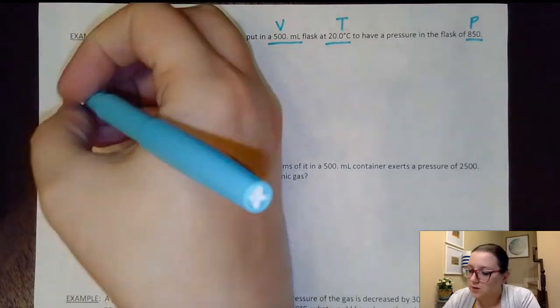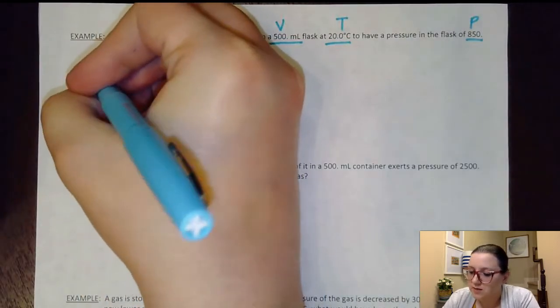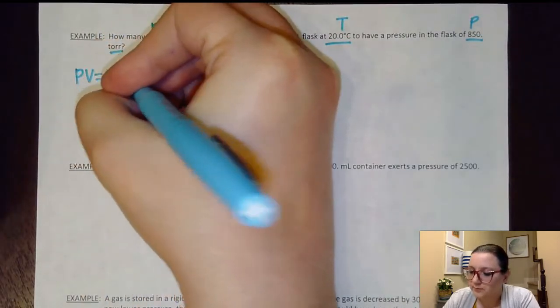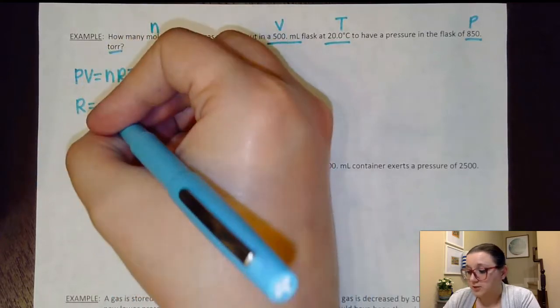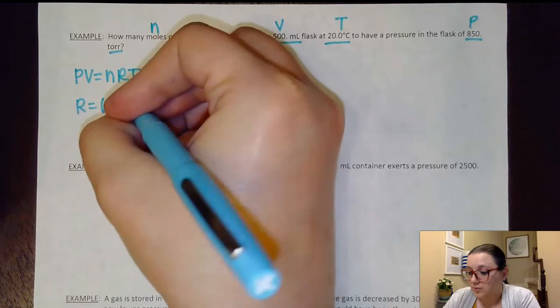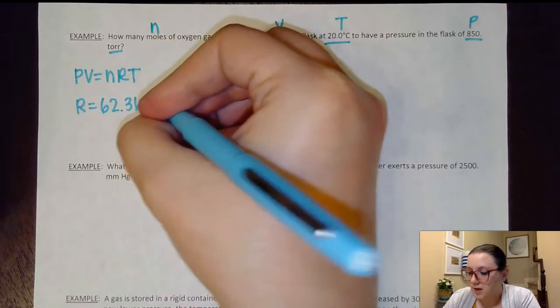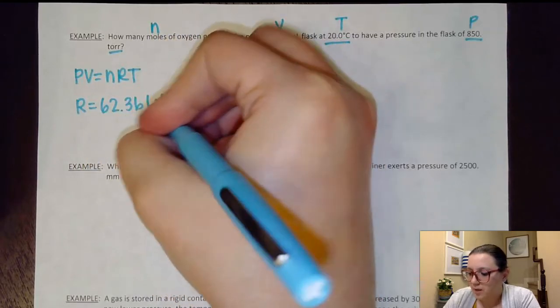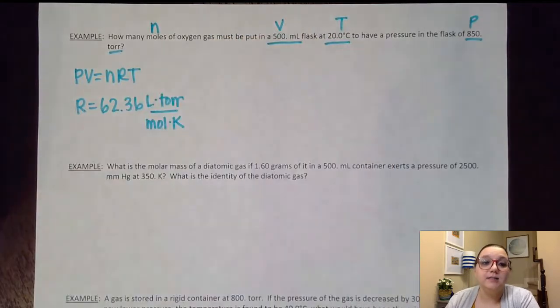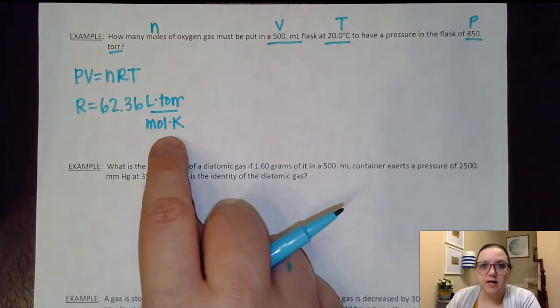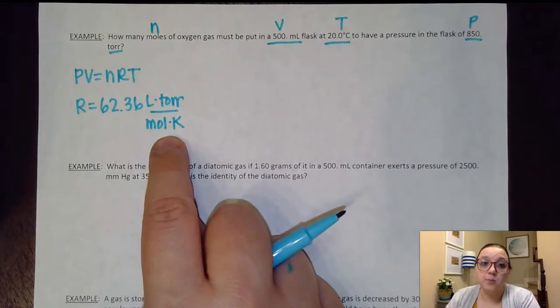So I'm going to write that I'm going to use PV equals nRT, and I'm also going to write my R variable that we decided to use, 62.36 liters times torr over moles times Kelvin. Now I need to make sure that all of my other variables besides the pressure match up with this unit as well. If they don't, my units won't cancel out appropriately.